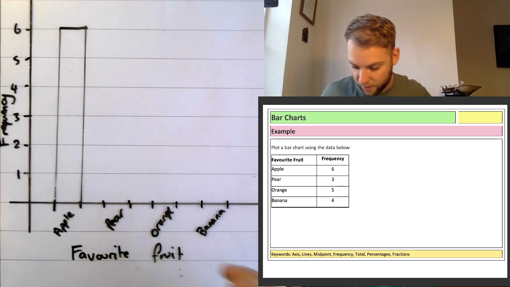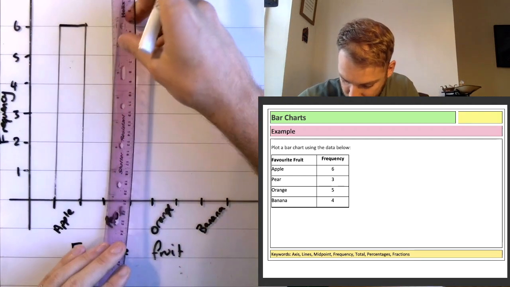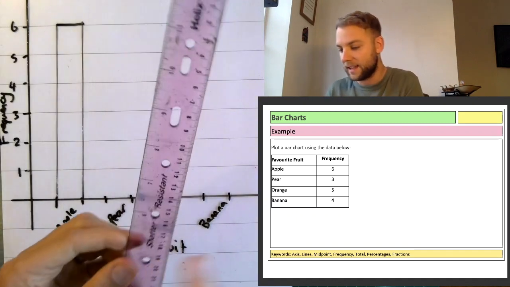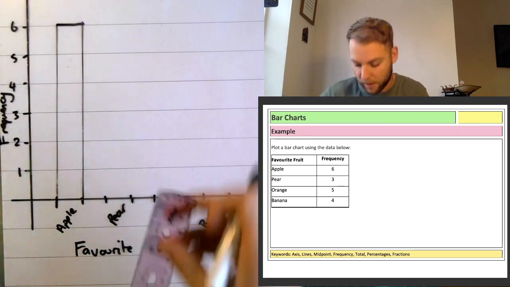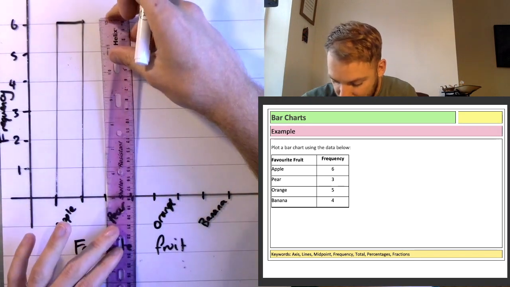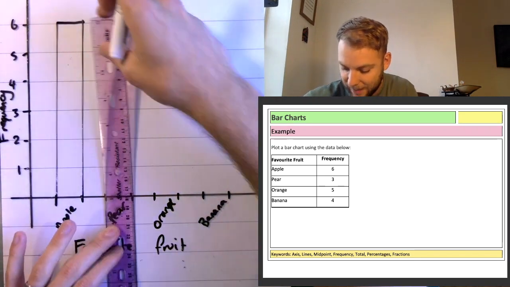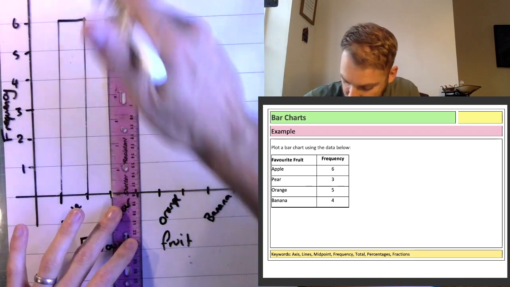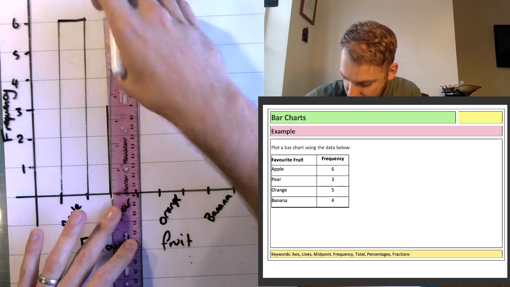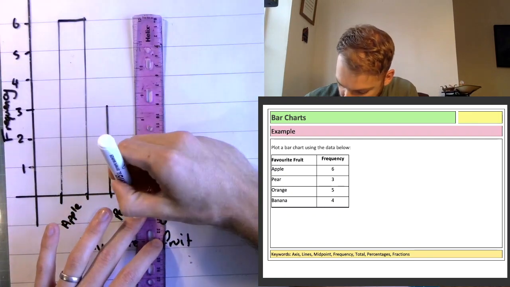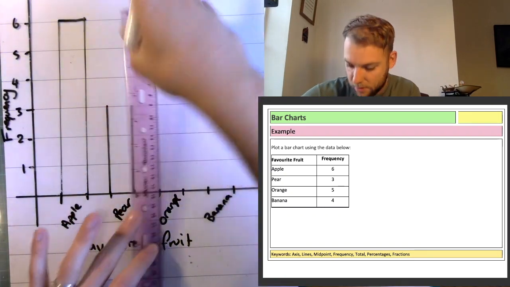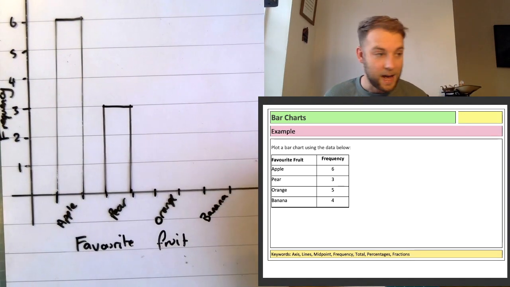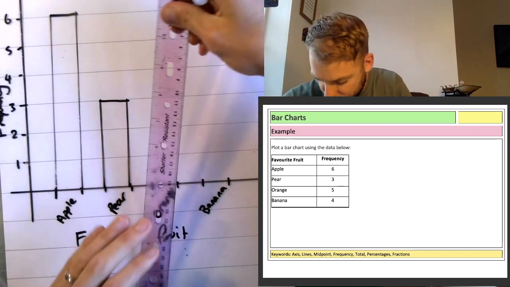So pear is actually only 3, so I'm going to go up 3 here. Now, if you're struggling to keep that line perpendicular, the way that I do it is I tend to use the longest lines going across on my ruler. So I'm going to put that 5 there, trying to make sure that it's in line and it's not like this, if that makes sense. So here I've got 5 and I'm going up to 3 there and up to 3 there, like so. And I'm going across. I should probably use a ruler for that bit there. So there's pear. And then we've got orange, which is 5.